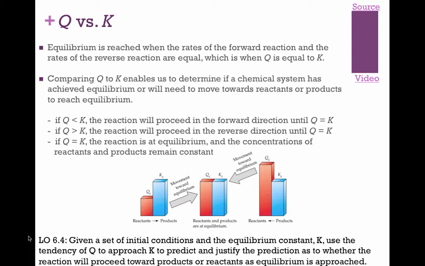Right? If Q is greater than K, these are good lines. Look at those lines. If Q is greater than K, it's going to make more reactants to make them equal. Now, if you're like, no, I don't want to remember that, just remember what K is. You guys said it's products over reactants. If Q is too big, you have too many products, you need to make more reactants. If Q is too small, you don't have enough products, so you need to make more.